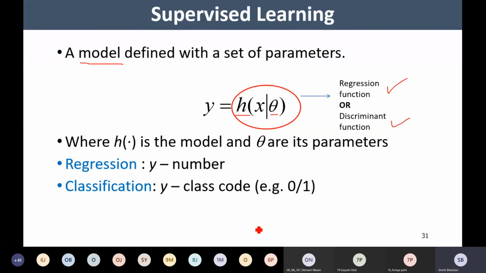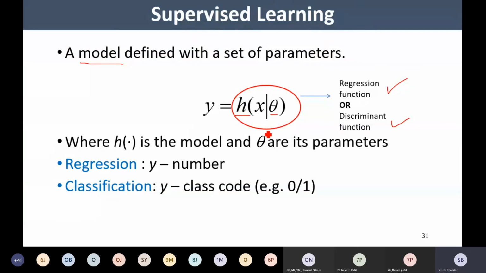So I hope you have understood the concept. I'll repeat once again. To describe now a mathematical model for supervised learning, I'll be having this expression y is equal to h of x given theta. So my output y is a function of input x, right?